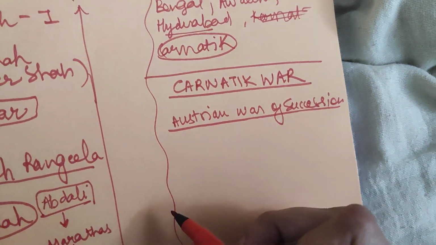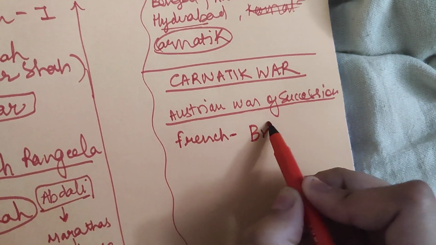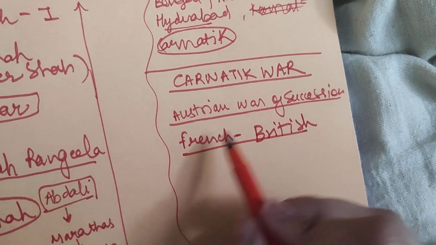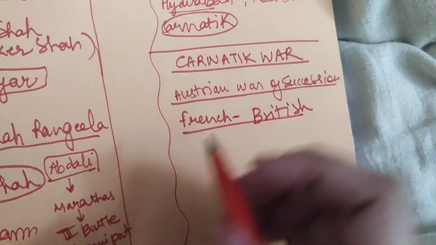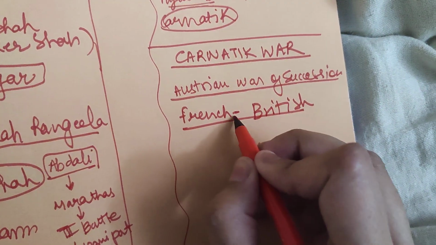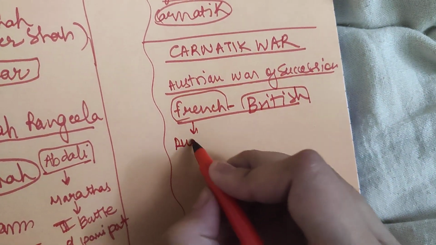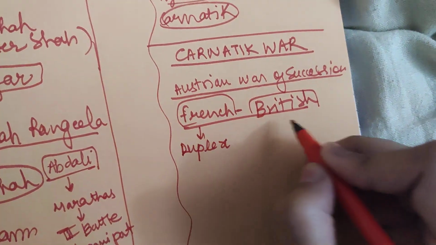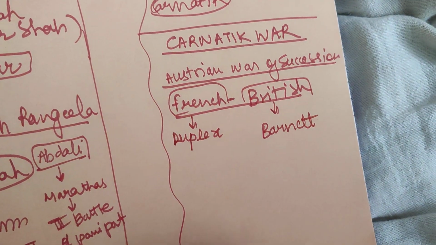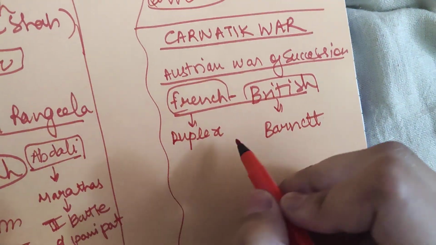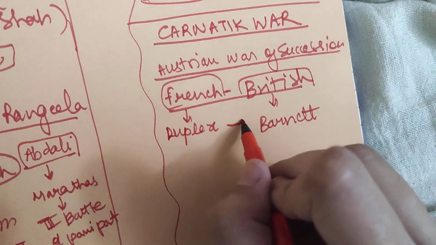So how does this happen? There was this conflict between the French people and the British people under the Carnatic War. There was a ship which was captured by the French people. The ship belonged to Britishers. The French were under the leadership of a person called Dupleix, and the Britishers were under Barnett. These both powerful leaders, the French captured the ship of the British. This led to a conflict between them.